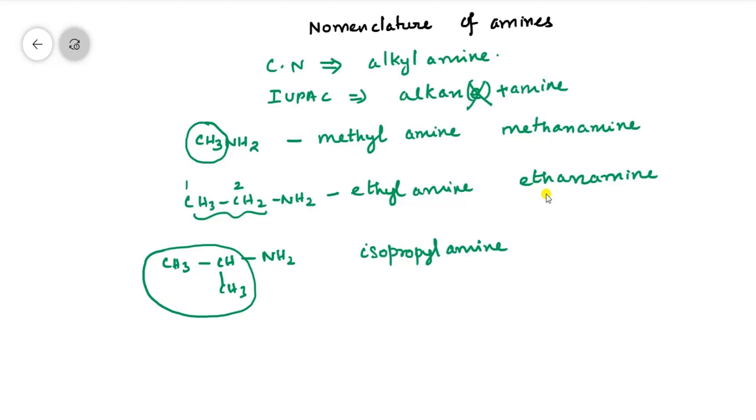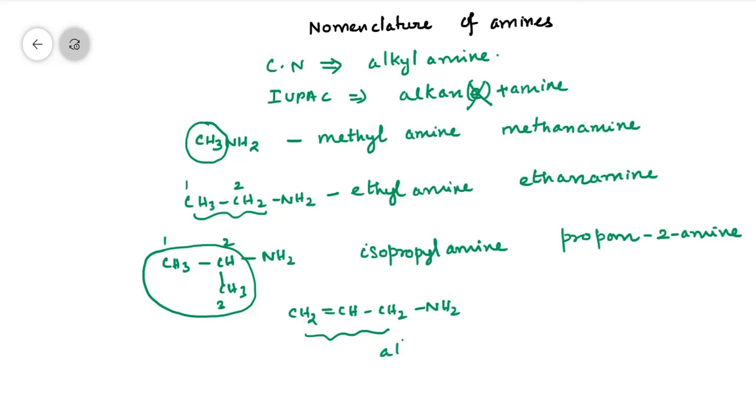In IUPAC nomenclature, the long chain consists of 1, 2, 3 carbon atoms, so the corresponding alkane is propane, and the amine is present in the second carbon atom, so it is propan-2-amine. Next one, the allyl group is attached: CH2=CH-CH2-NH2. This group is the allyl group, so the common name of the amine is allylamine.